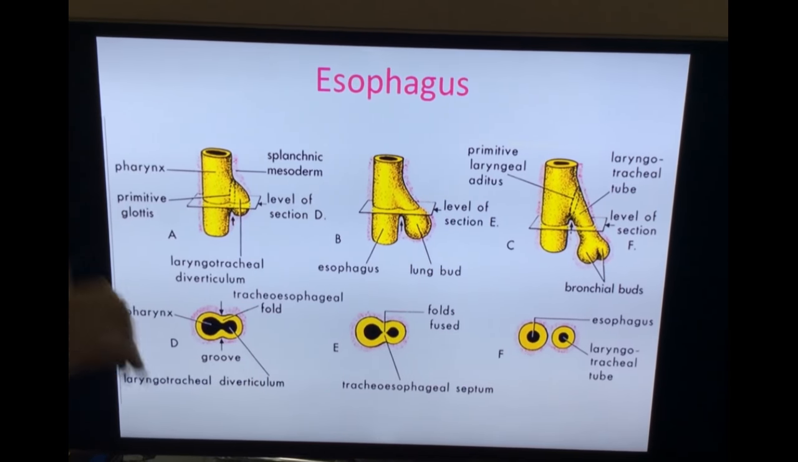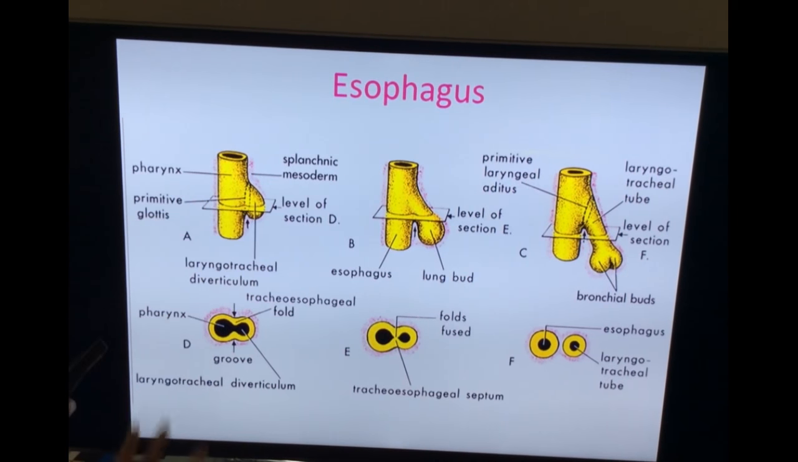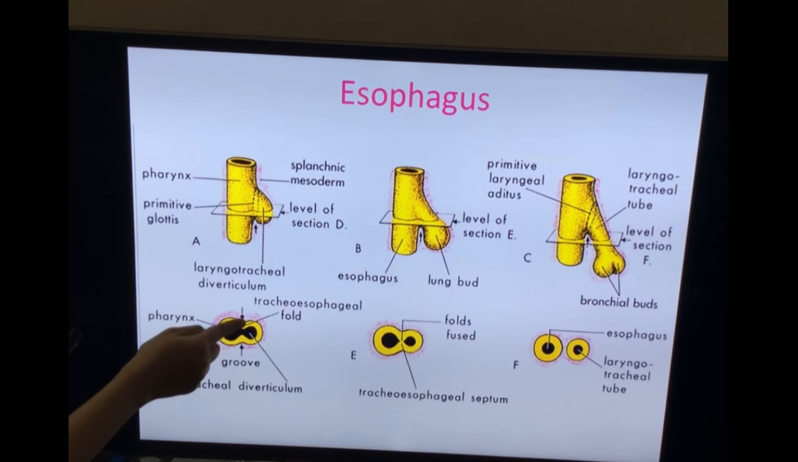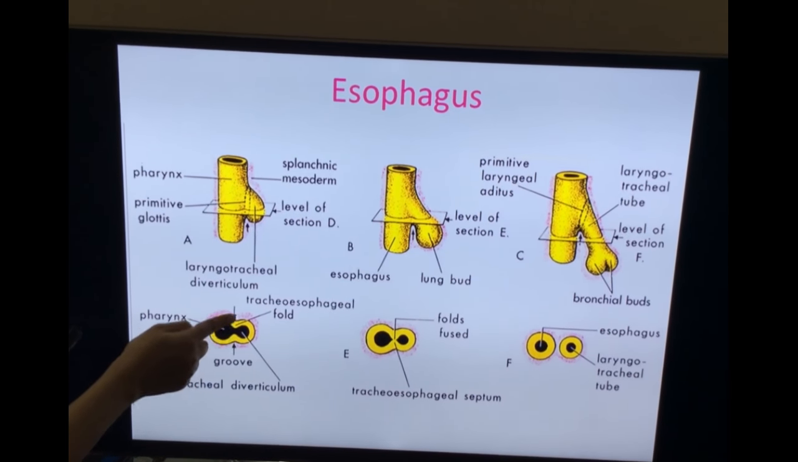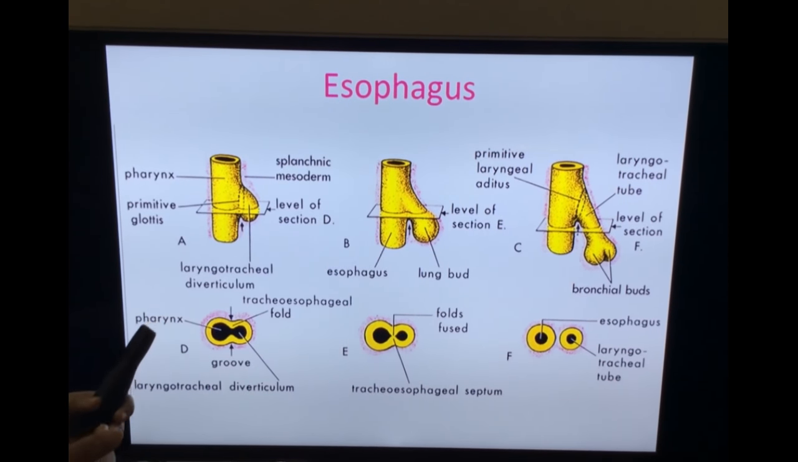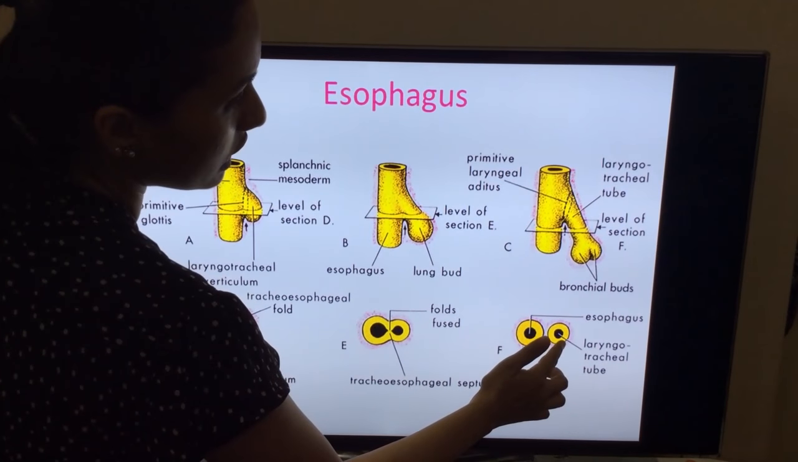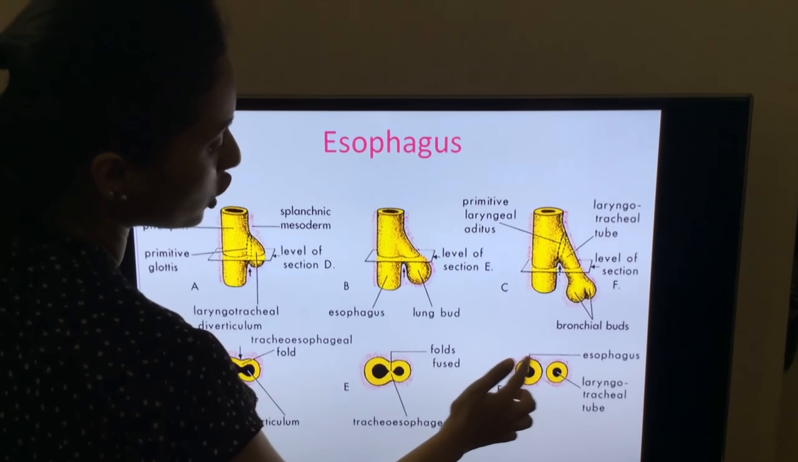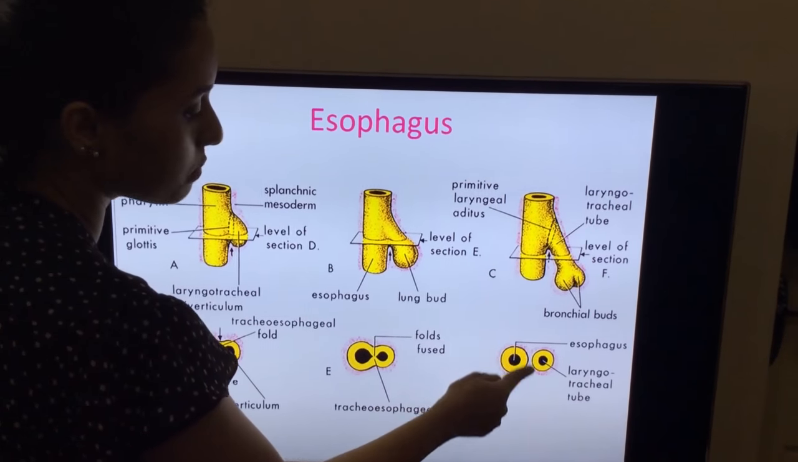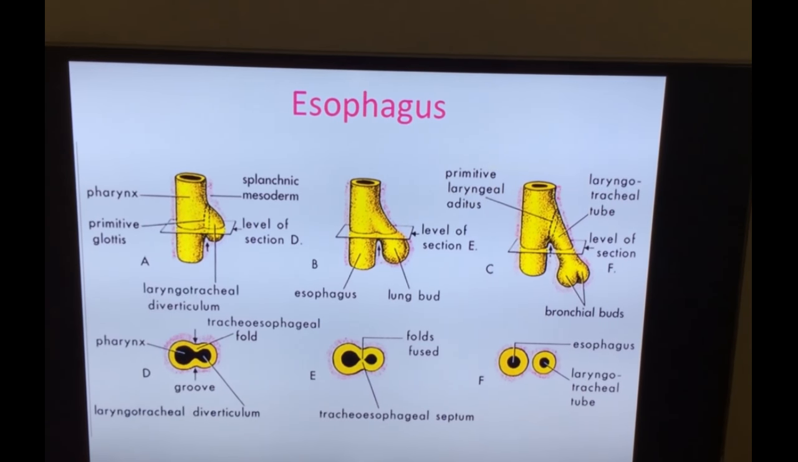You have also known how these two tubes are separated by formation of ridges on either side called tracheo-esophageal ridges. These ridges move medially and fuse with each other and separate the two tubes. Ventrally are the trachea and the lung bud, and dorsally the part of the foregut forms the esophagus. After fusion, this is called the tracheo-esophageal septum.